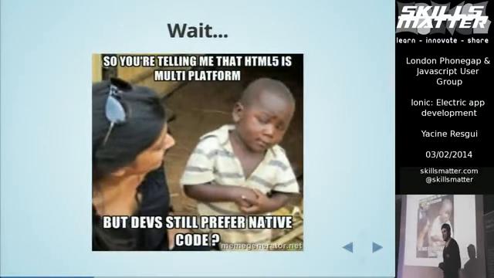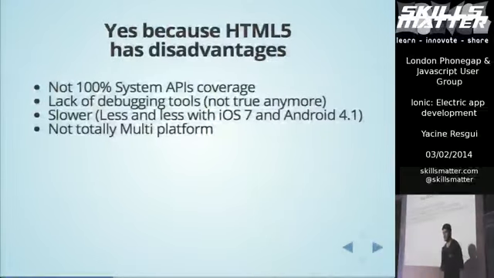So the problem is we say that HTML5 is really handy, it's really cool, but most of the people say, no, dude, let's use native code, it's much better. And I will show you why there are still a lot of people who are not convinced. Because HTML5 has a lot of disadvantages. First, not 100% API coverage.